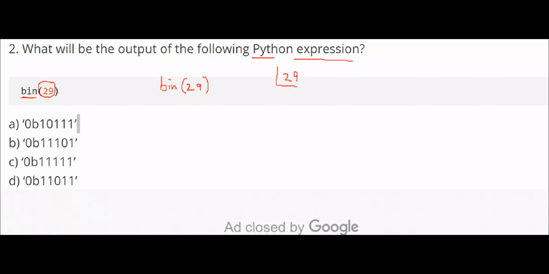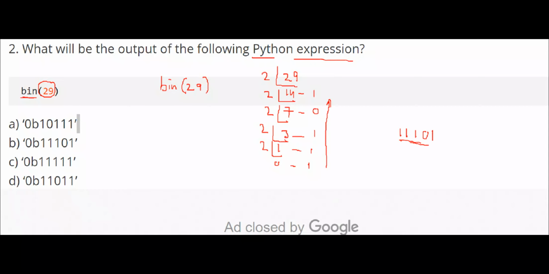Here, 2 14s are 28. Here 1 is the remainder. 2 7s are 14. 0 is the remainder. Here 2 3s are 6. 1 is the remainder. Here 2 1s are 2. Here 1 is the remainder. Here 2 zeros are 0, and 1 is the remainder. So if you write in the reverse order, 1 1 1 0 1.